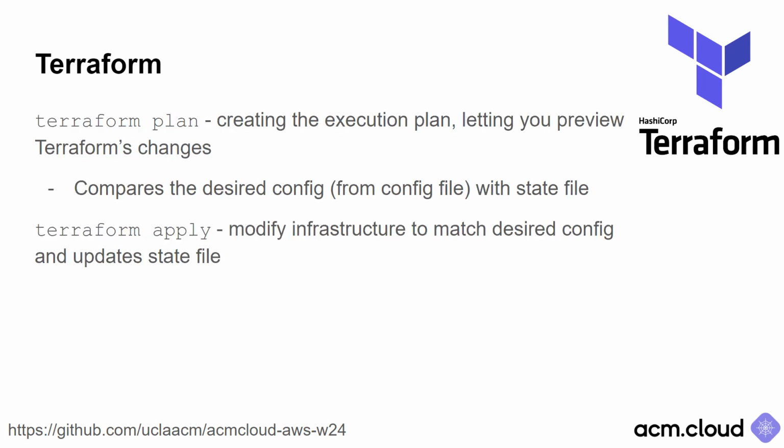So these are two useful commands. One is called terraform plan, which creates the execution plan and lets you preview the changes that Terraform is going to make to your cloud infrastructure. What this does is compare the desired configuration that we want, which is stated in the config file, to what the state file currently is. Then terraform apply will actually modify our infrastructure so that the config files and state files are the same again. It's updating the state to match the config file that we want.